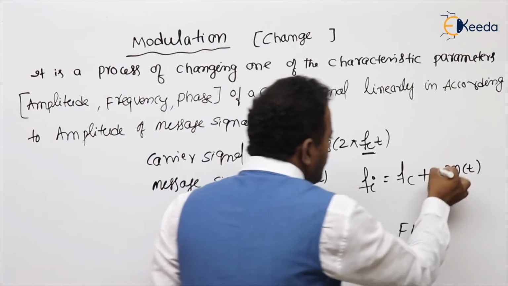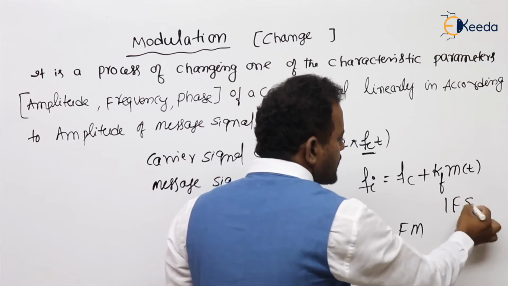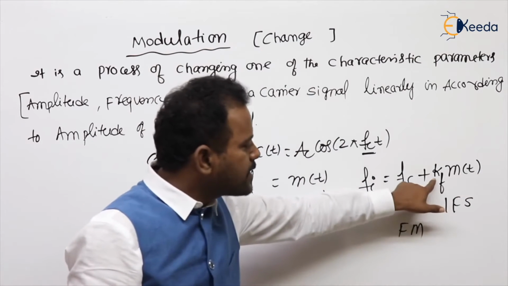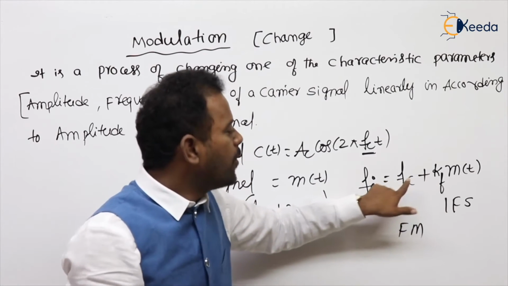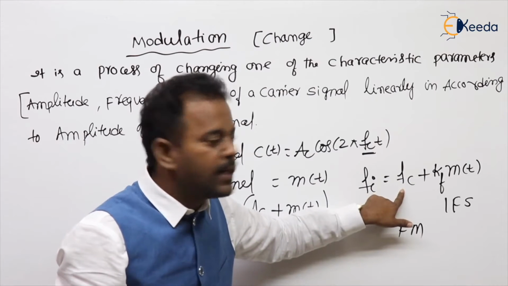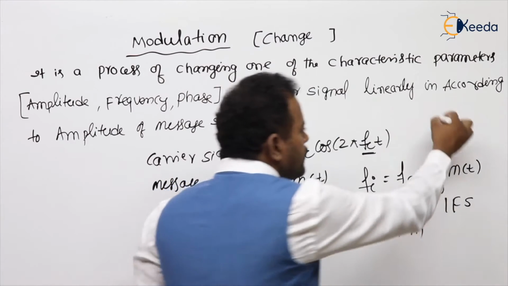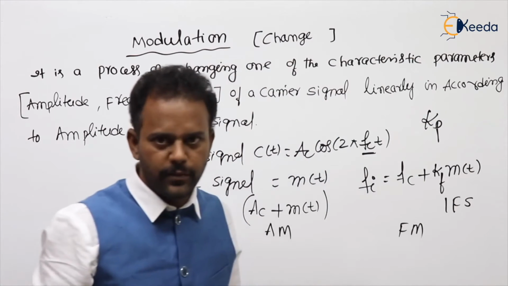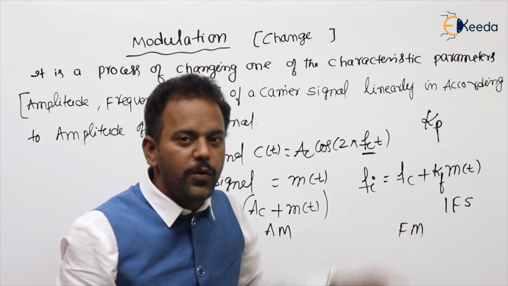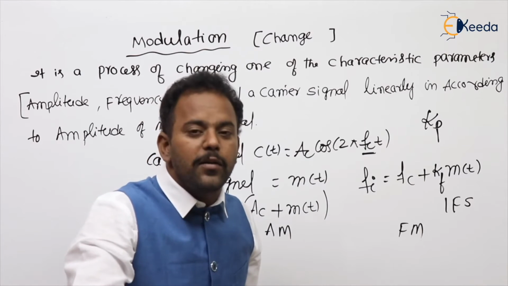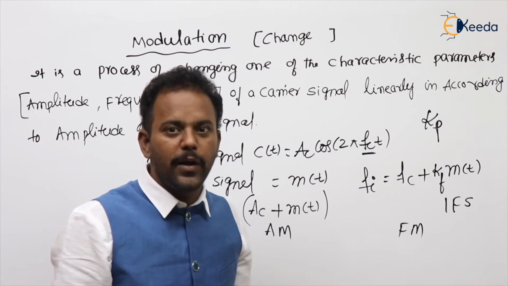So here the proper conversion will be done by the factor called kf. kf is called frequency sensitivity. What is this frequency sensitivity, sir? Frequency sensitivity will specify how much frequency change in the carrier signal per 1 volt change in message signal amplitude. Like that, in phase modulation we have phase sensitivity. What will this phase sensitivity indicate, sir? Phase sensitivity will specify how much phase change in the carrier per 1 volt change in message signal amplitude. Do you understand my point or not?